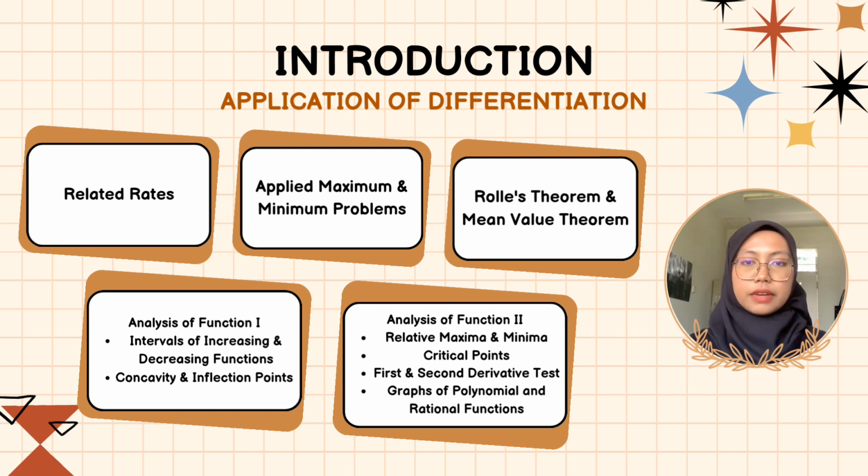Related rates. The goal is to find an unknown rate of change by relating it to other variables whose values and whose rates of change at the time are known or can be found. Next, applying maximum and minimum problems. The process of finding maximum or minimum values is called optimization.